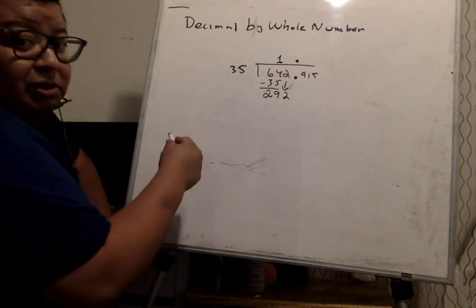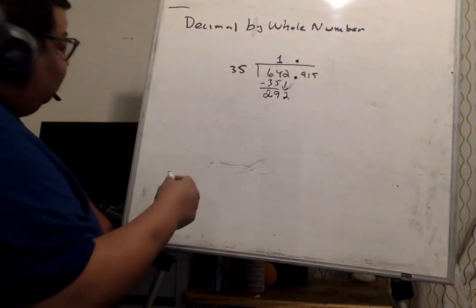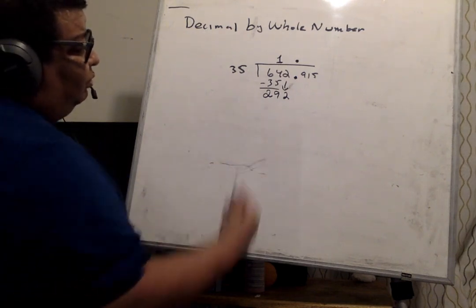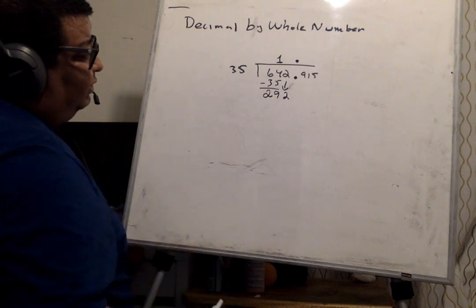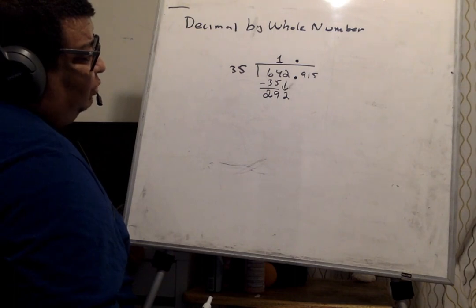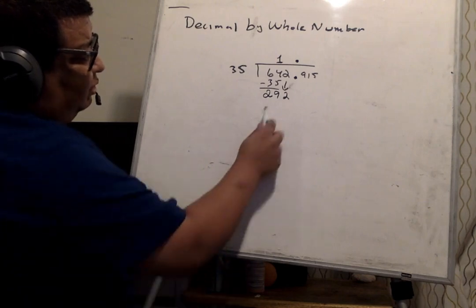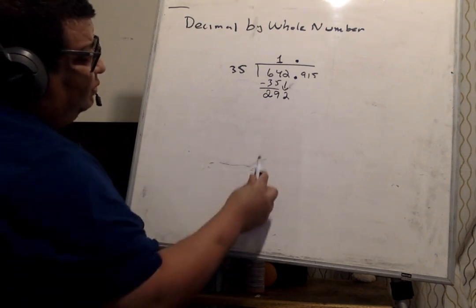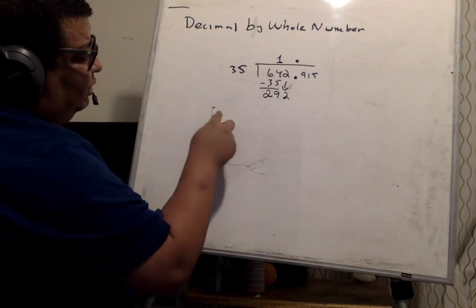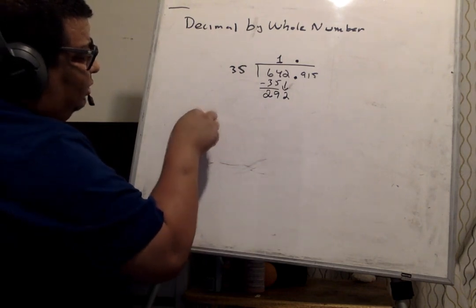Okay, so now how many times does 35 go into 292? Let's think about it. 35 times 2 is 70, so for 200 I can put 2 times. For almost 300, we put it 6 times, but because we have a little left over, let's put 7 times. Let's see what happens.